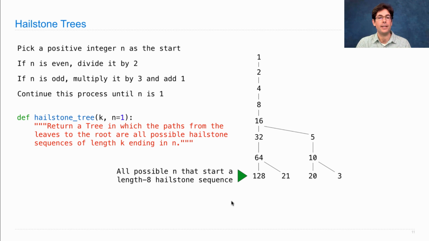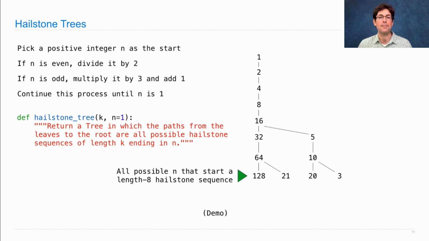So this tree that you see here has k equal to 8, that's the depth of this tree, and n equal to 1, the value at the top. Now you might think all hailstone sequences end in 1, and that's right. But in order to build this tree recursively, we're going to need to change that value n in our definition.